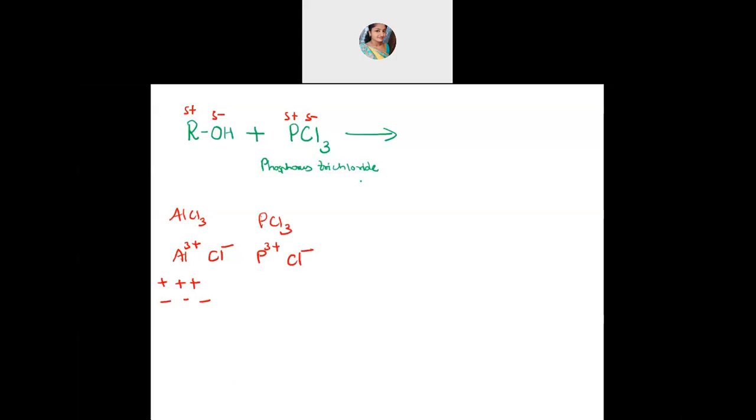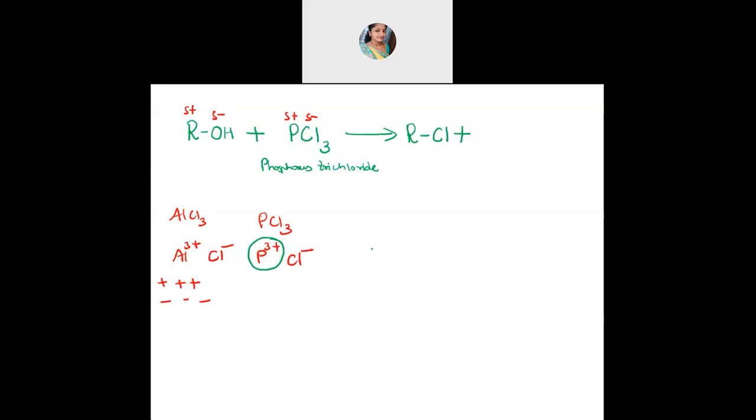After crossing and writing the product, you will get RCl, correct, no? RCl, because R is 1 plus and Cl is 1 minus. So, you'll get RCl plus. Phosphorus will combine with the OH. Okay, how many OH will it combine? See the phosphorus valency. Phosphorus valency is 3 plus. If 3 plus is there, it can combine with 3 OH minus.